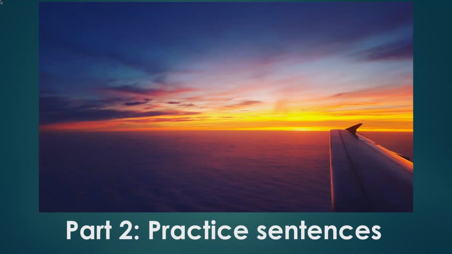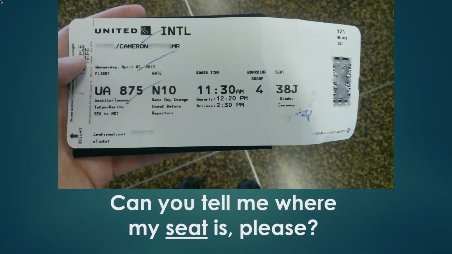Let's practice using these words in sentences. Listen and repeat each sentence or question. Our first sentence is helpful if you don't know where your seat is. You can ask the flight attendant, "Can you tell me where my seat is, please?" Repeat, "Can you tell me where my seat is, please?"